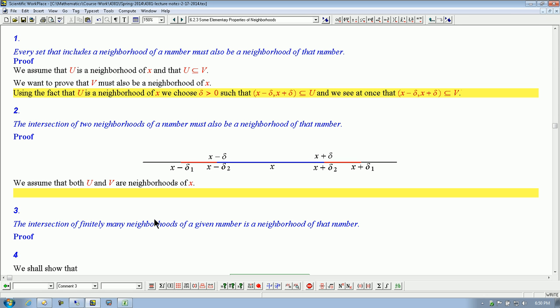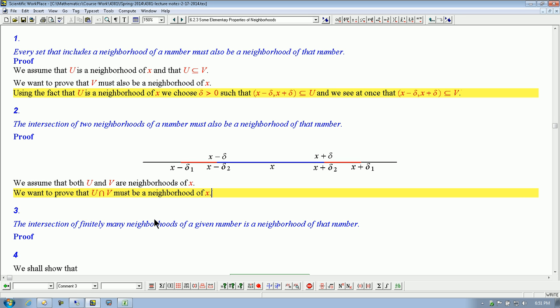We assume that U and V are both neighborhoods of X. We want to prove that U intersection V must be a neighborhood of X. Is it clear what our job is? Okay? So now I know that U is a neighborhood of X. Given that, what do we know?